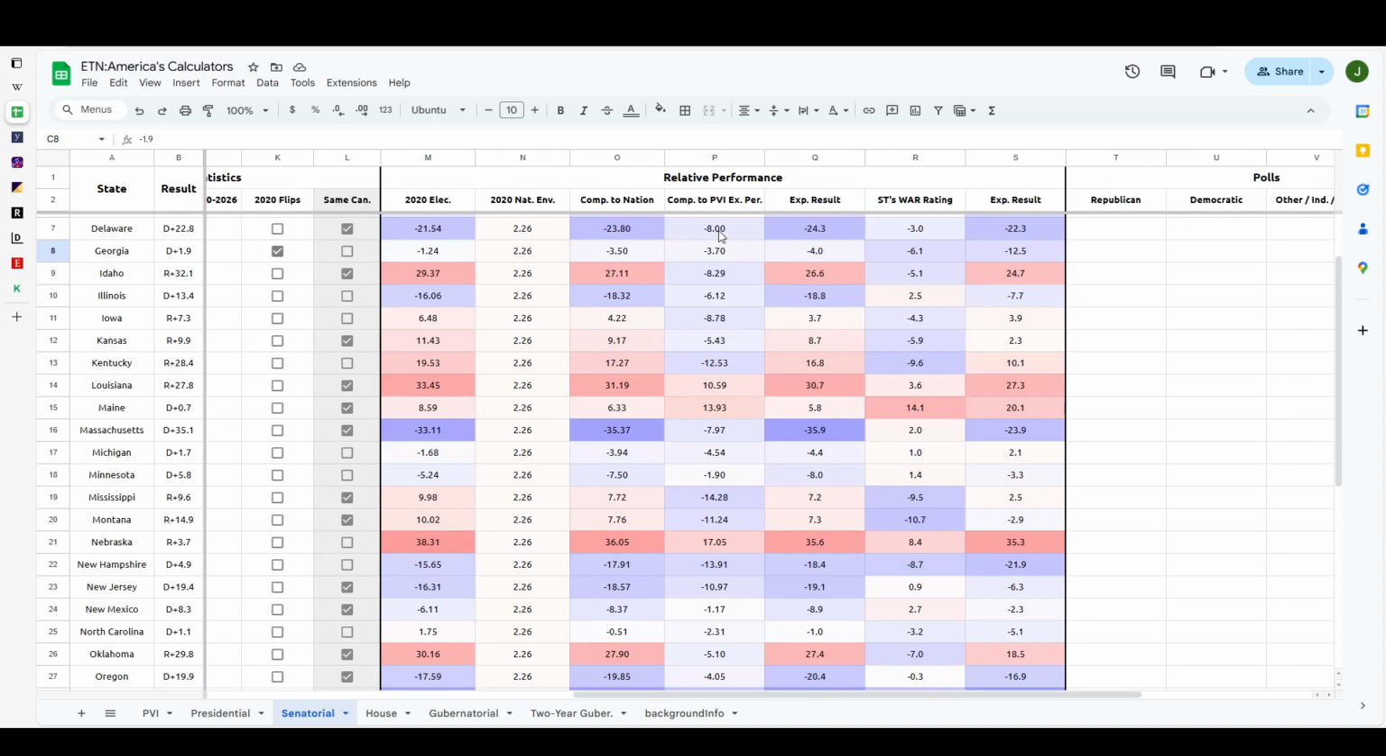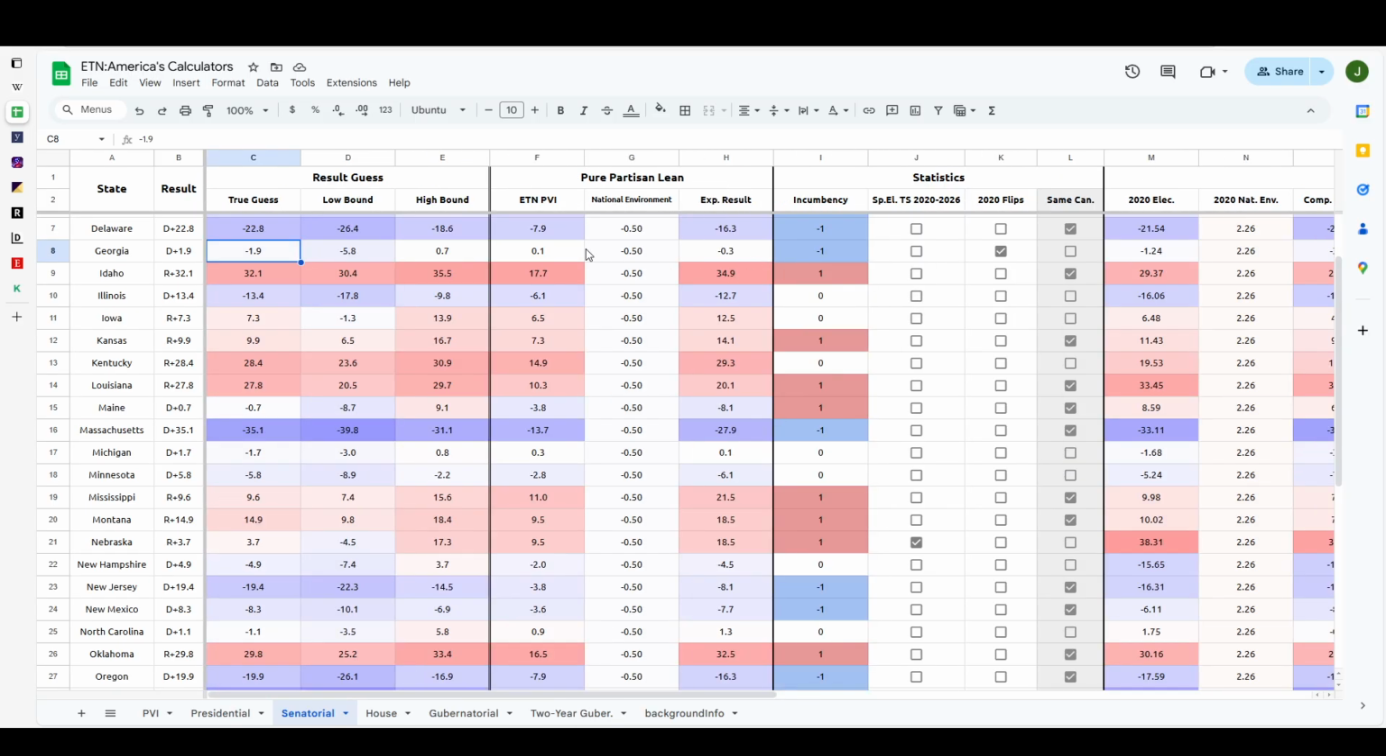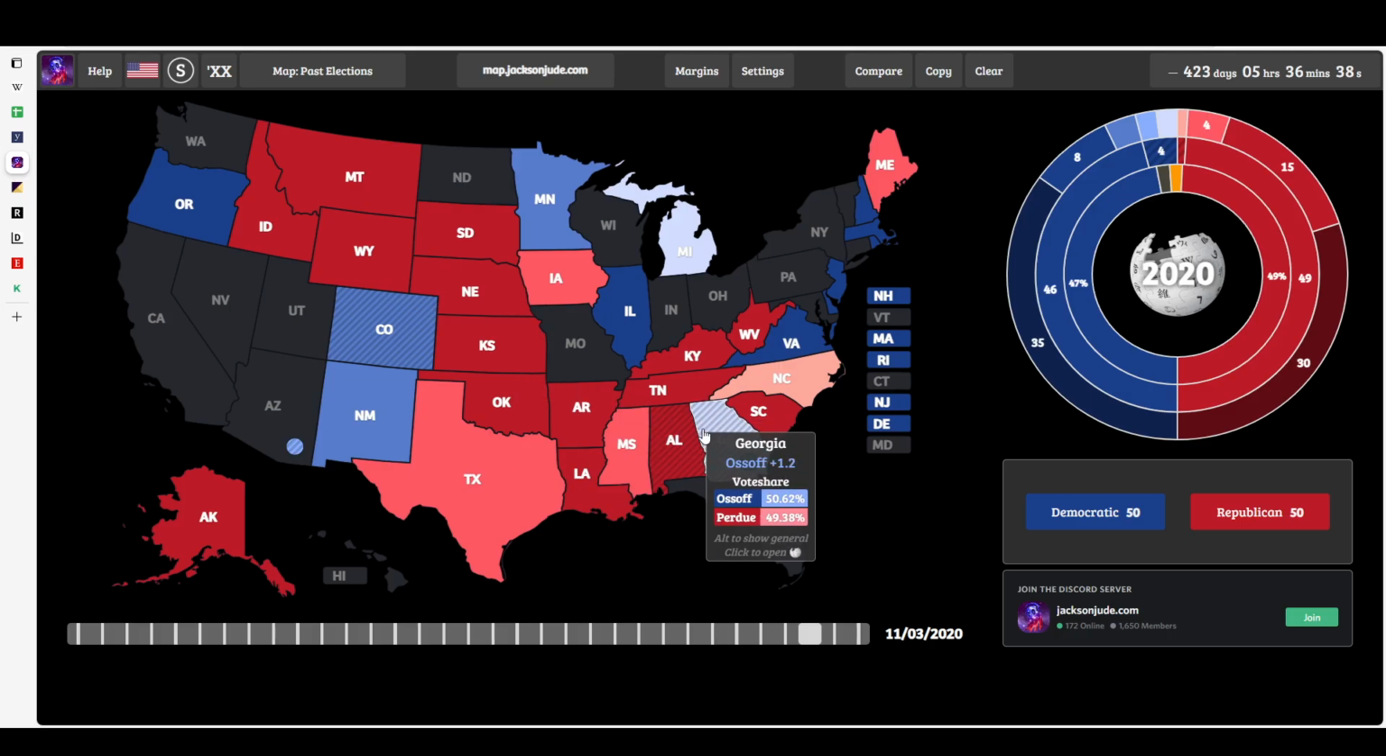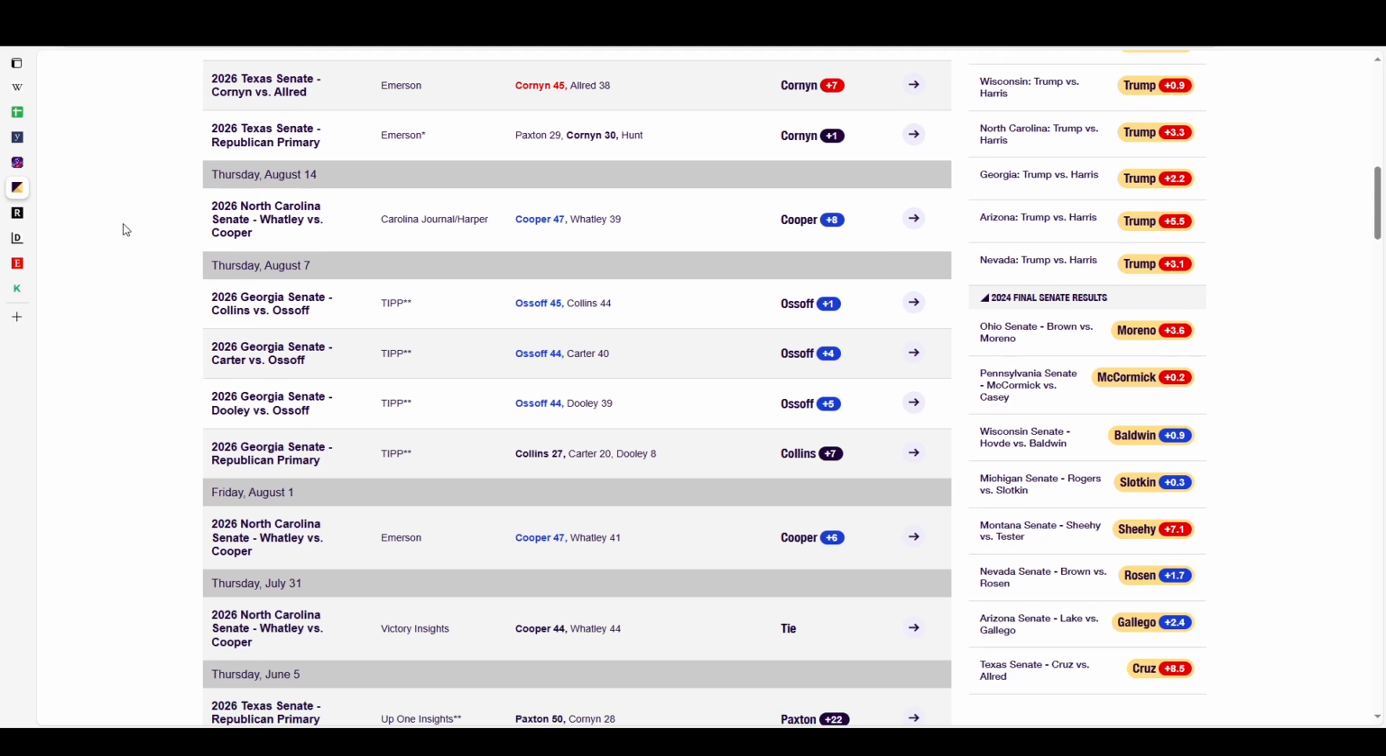Even while de-seating an incumbent, he actually overperformed by 3.7 points, and the war rating is minus 6.1, which that expected result would be 12.5 in his favor. I doubt it's going to be that high. This is going to be a competitive race, and since Republicans are going to be contesting it, that's really going to be the interesting thing here.